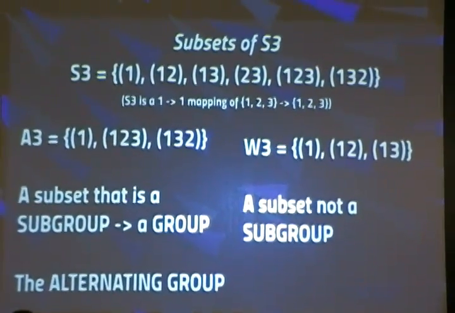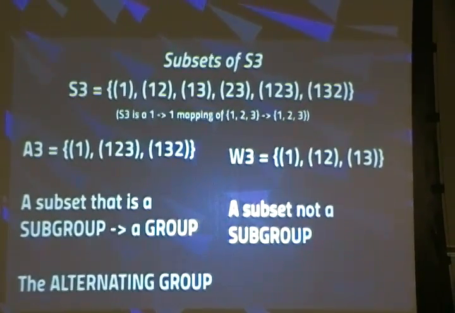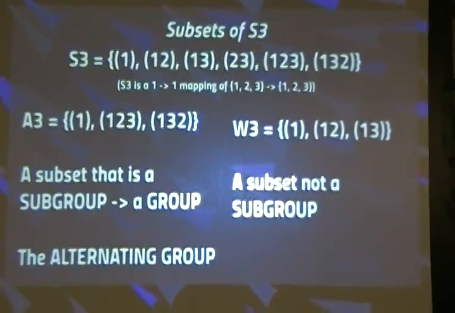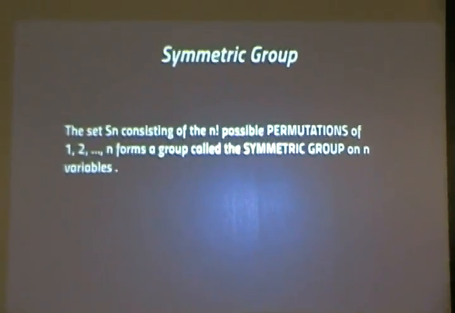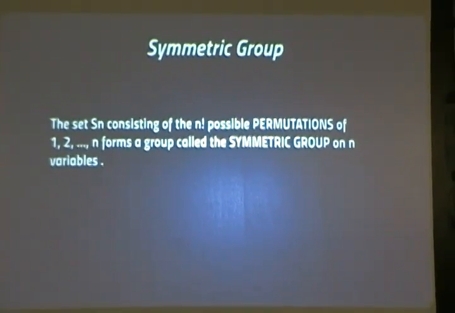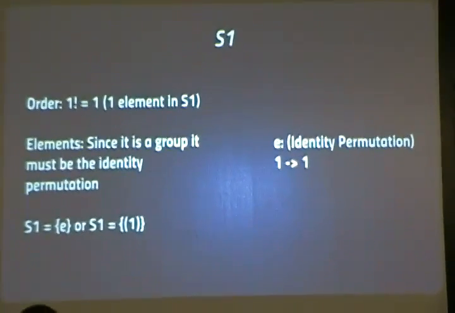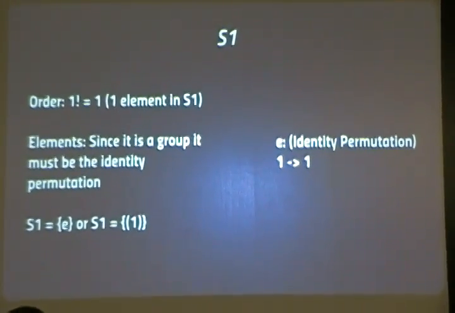So we've been talking a lot about what S3 is, the symmetric group, and what some subsets of S3 are and how they behave. Well, let's delve a little bit further now into where these permutation groups come from, which are in fact the symmetric group. So, let's start with the most basic symmetric group, S1. We'll have 1 factorial elements. So that means we just have 1 element.